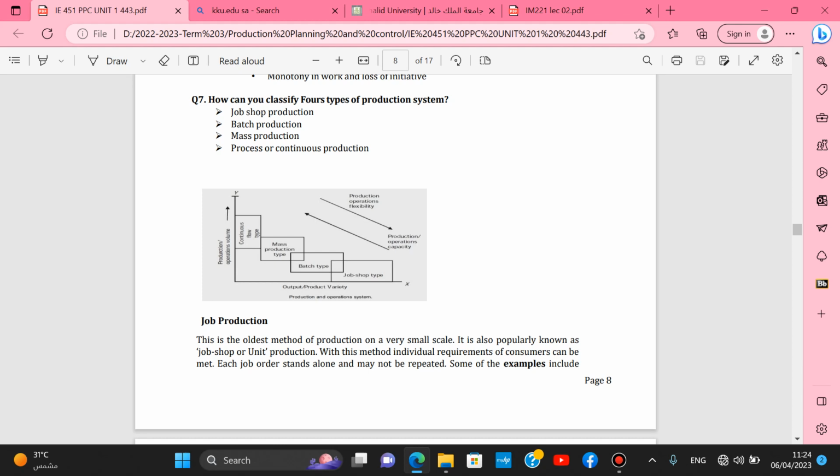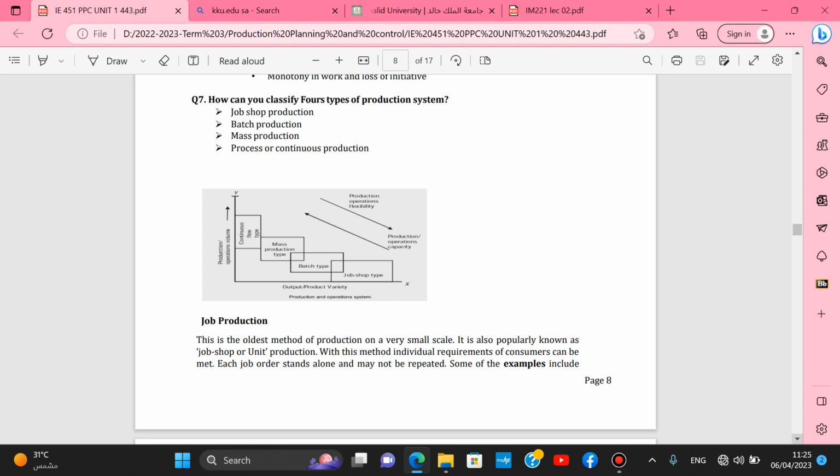so we'll answer the question, how can you classify four types of production system? So we have four types of production system شفناهم already في مادة مقدمة الهندسة الصناعية. Those four types are job production, batch production, mass production, and process or continuous production.